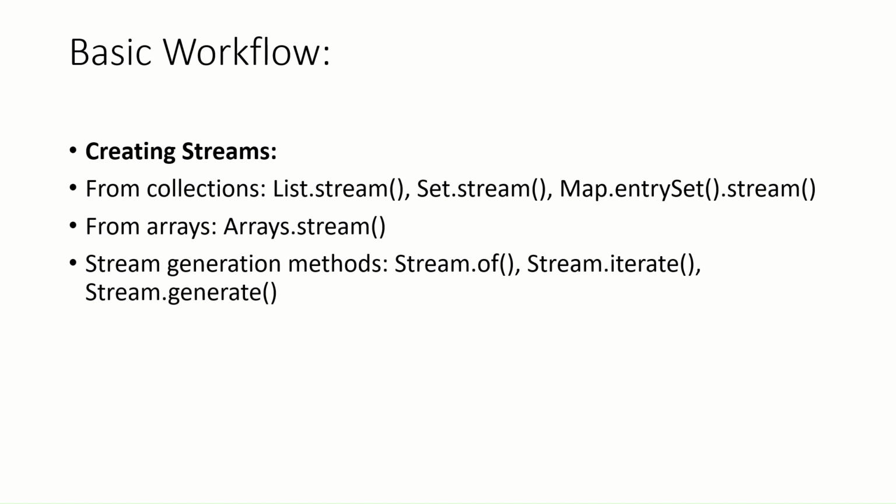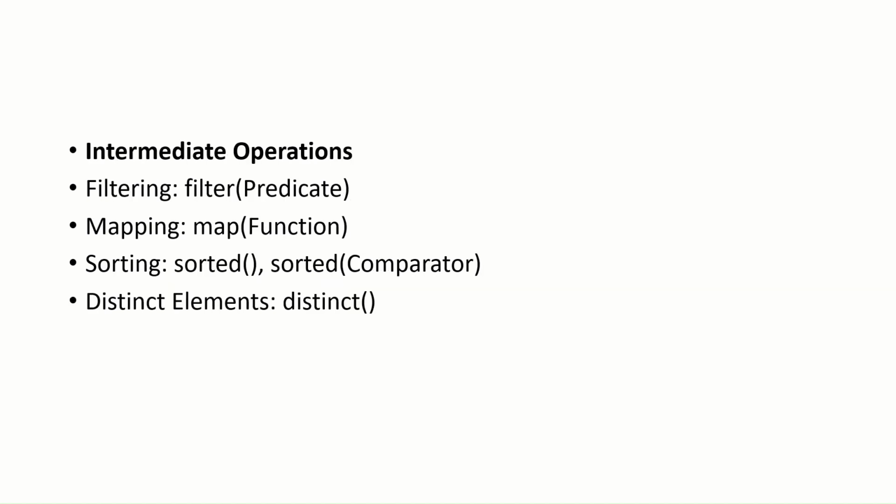If you have the list, you can directly call the stream method on it. If you don't have the list, you can call Stream.of and provide the elements inside it, and it will give you a stream. Now let me go to the next slide and discuss the intermediate operations. After you have created a stream, you can apply these intermediate operations.